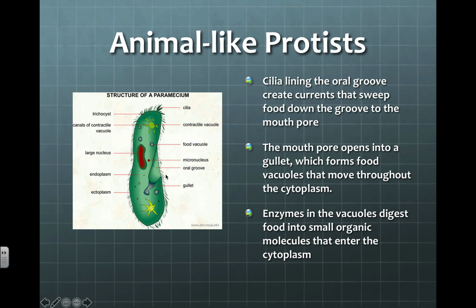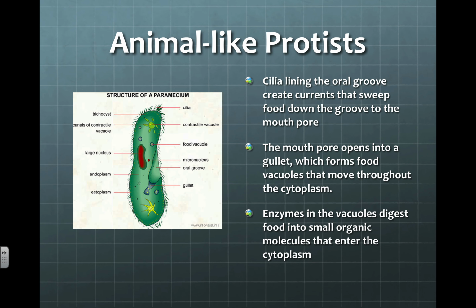Now, the mouth pore opens into this area here, which is called a gullet. A gullet is just sort of like a holding place. It's sort of like your stomach, only your stomach has digestive enzymes in it, and the gullet really doesn't. What happens at the end of the gullet is the gullet forms these little vacuoles, food vacuoles, and the food moves into the food vacuole, and that's where the digestion begins.